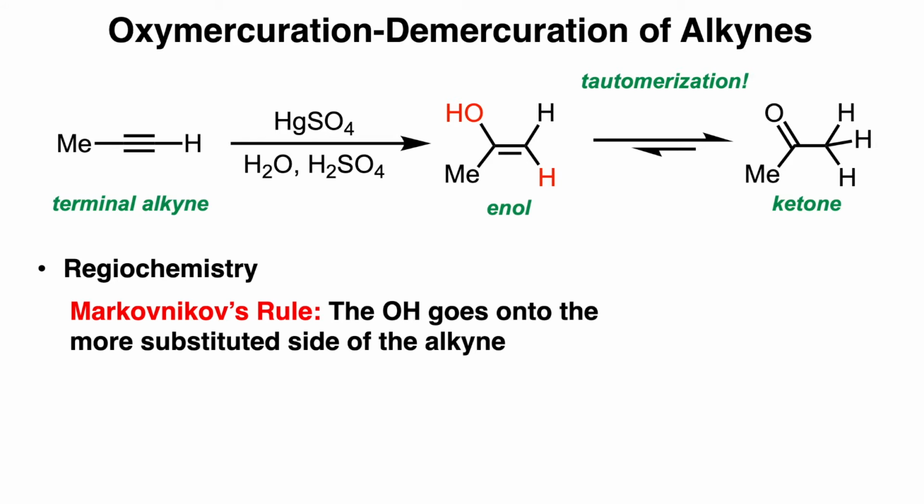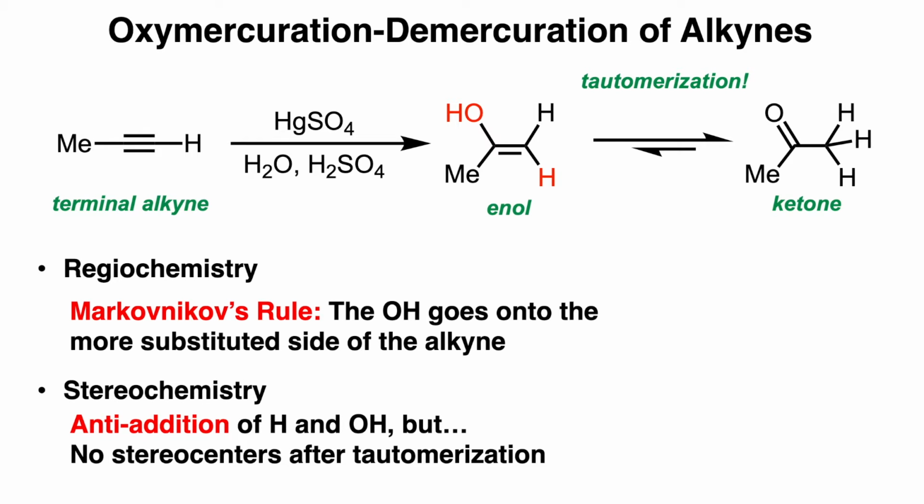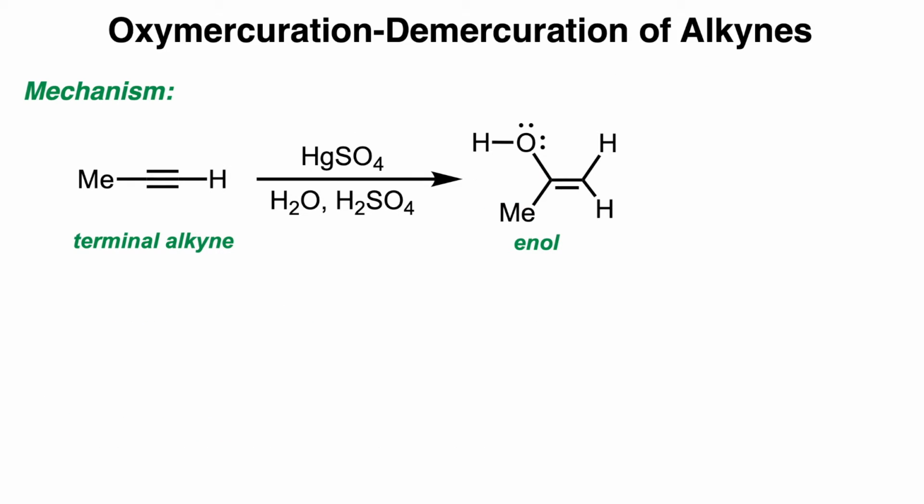Also, this reaction occurs via anti-addition, where the H and OH groups add to opposite sides of the alkene pi bond, where each group is pointing in the opposite direction. In this enol, the red OH is pointing up, while the red hydrogen is pointing down, making them anti to one another. However, since enols are unstable, the enol will tautomerize to a ketone, which we will show in the following mechanism.